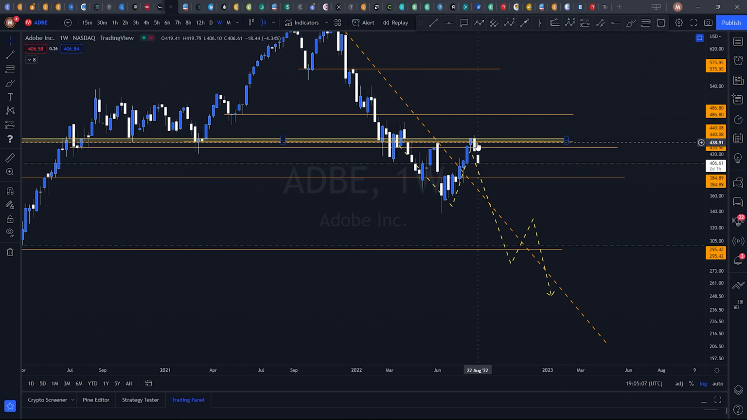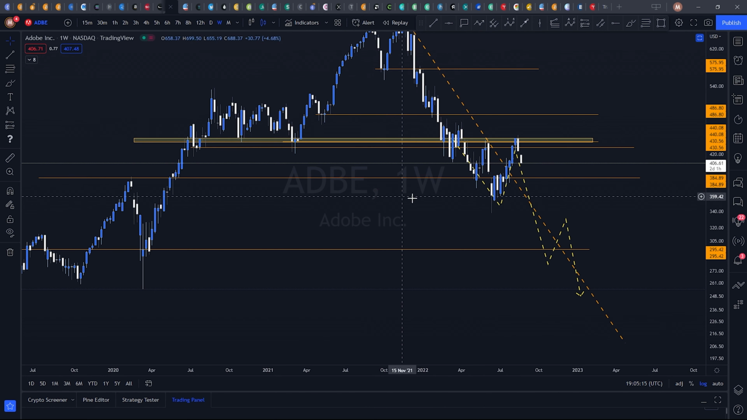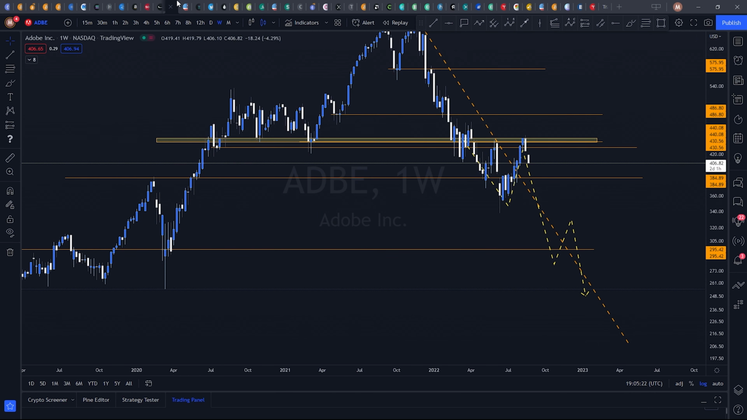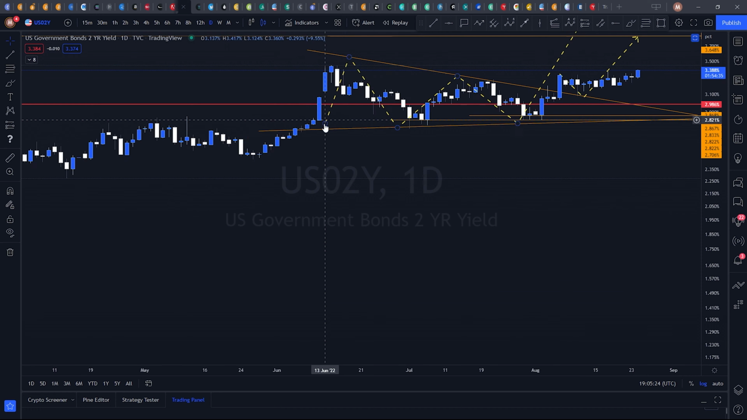Perfect rejection on Adobe, right on the OB that we talked about last time. Hit it, dropped, coming back down, hitting about 385. Potential to come all the way back down here, 295. That's what I'm looking for on Adobe. I think Adobe's about to get wrecked.